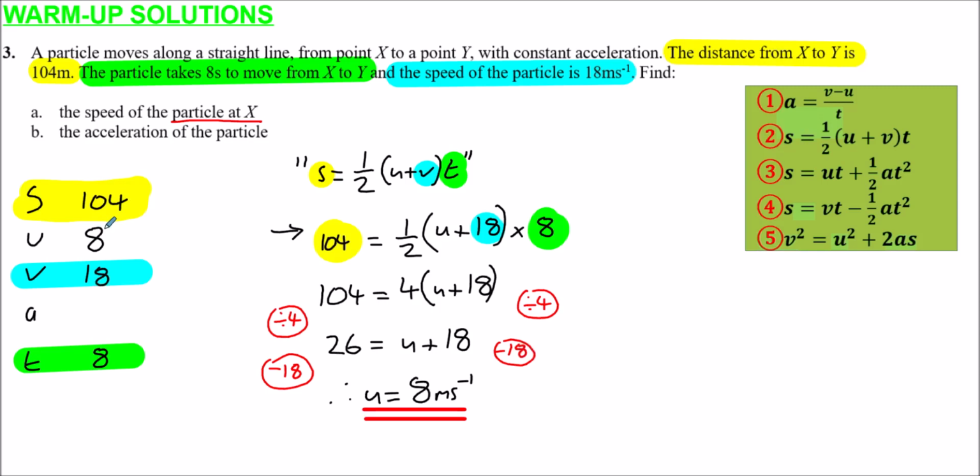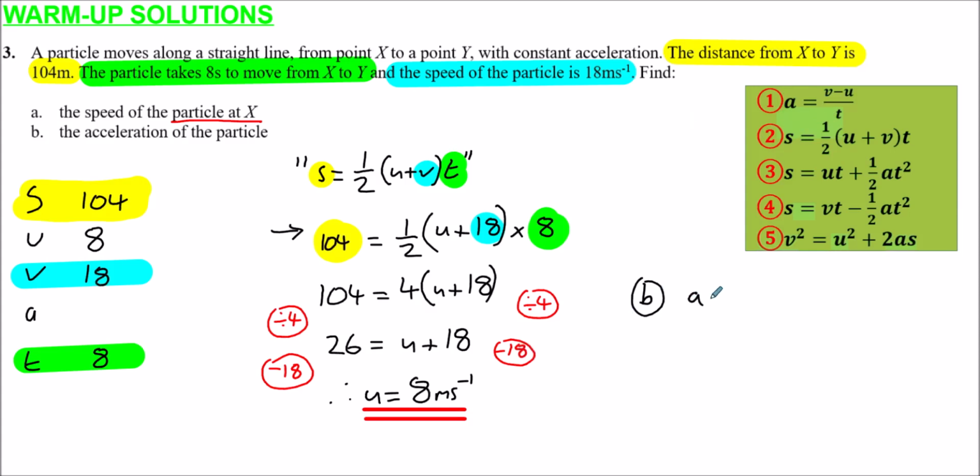So next, b. We need to find the acceleration of the particle. Because we know everything apart from a, we can use whichever formulae we want, as long as it involves a, of course. I think the most obvious one is the first equation, because a is the subject, and we've worked out what u is from part a.